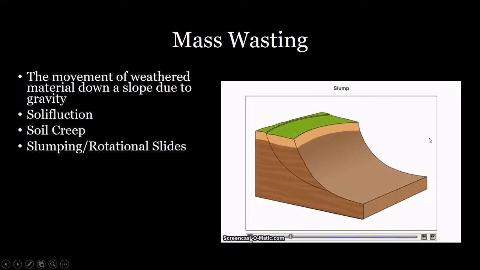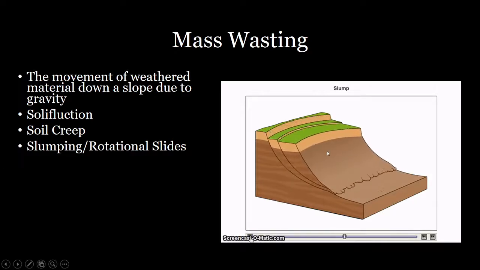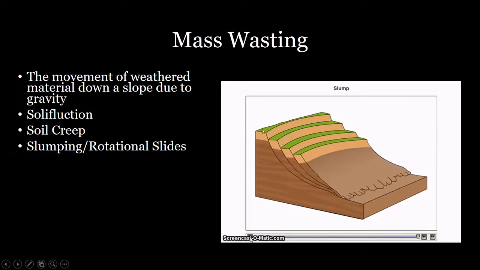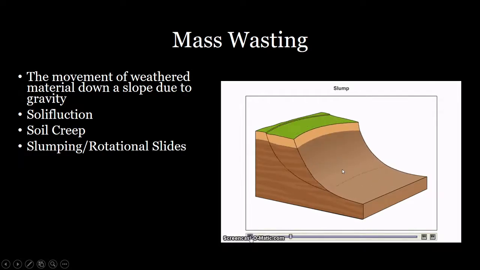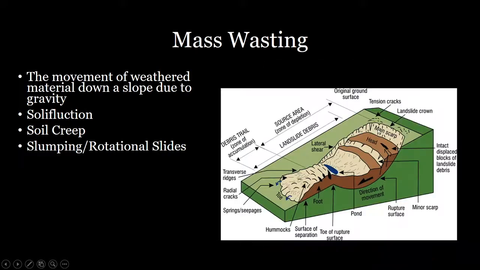Next, we have slumping or rotational landslides. And this occurs when you have fairly consolidated material that breaks free from its parent material and rotates as it slides downhill. And it will form these different blocks here. And we can see evidence of this here in these rotational slides, where this block of material originally started here or here, and then it slid downhill and rotated as it did so.